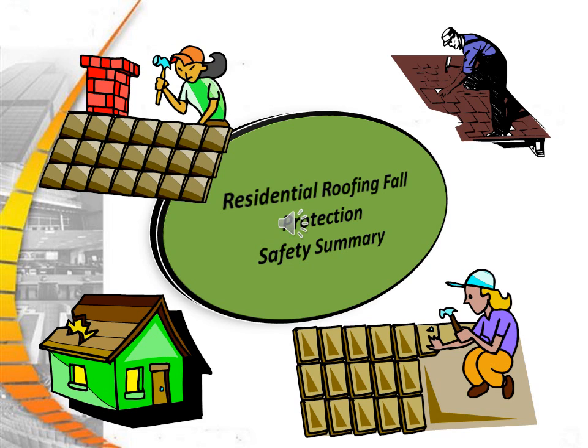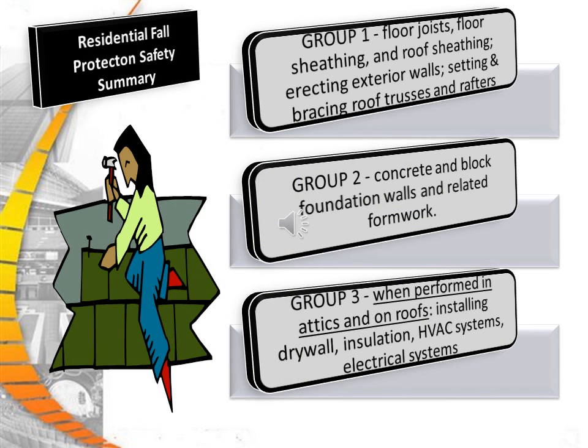Residential Roofing Fall Protection Safety Summary. Group 1 calls for floor joists, floor sheathing or roof sheathing operations, as well as erecting exterior walls, and setting and bracing roof trusses and rafters. Group 2 covers concrete block, foundation walls, and related roof work. Group 3 calls for when performing work in attics or on roofs, installing drywall, HVAC systems, and electrical systems.